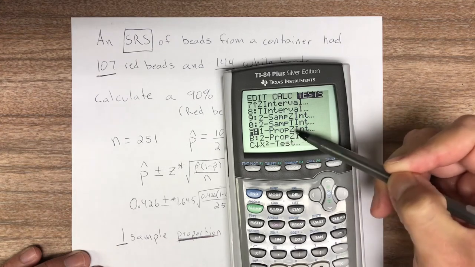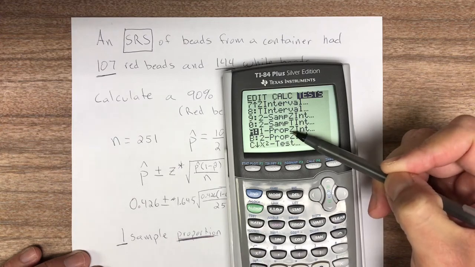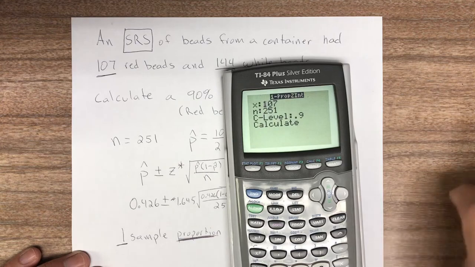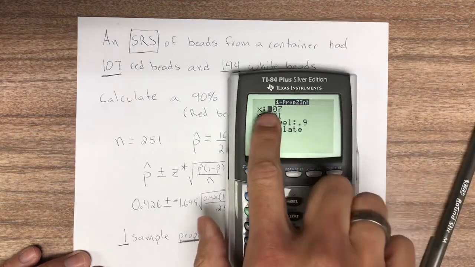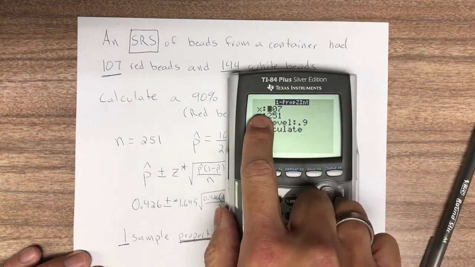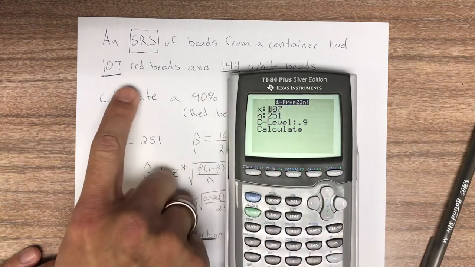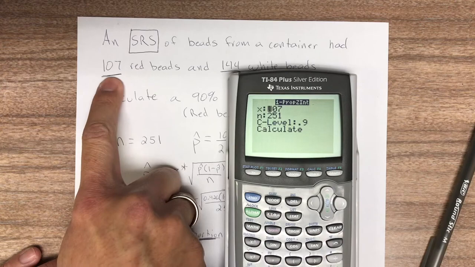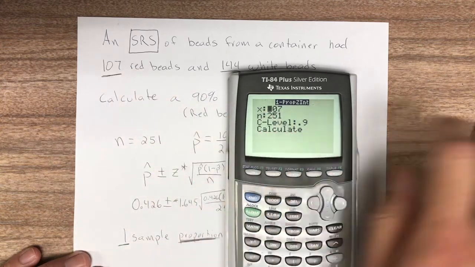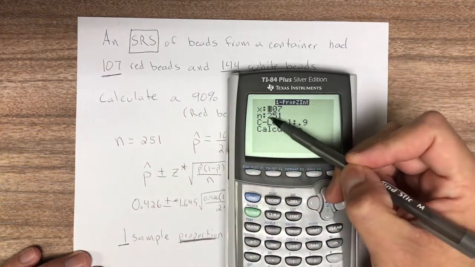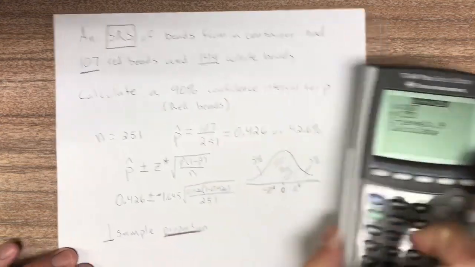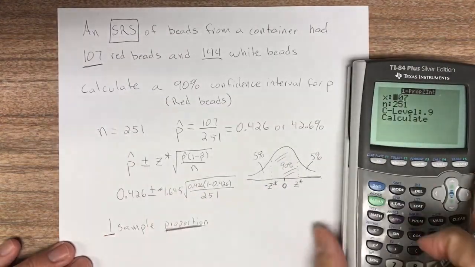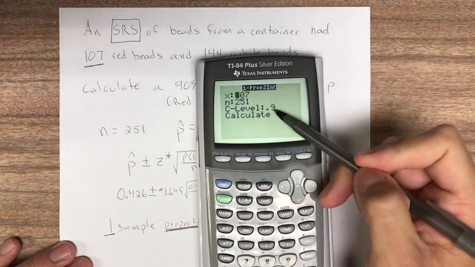I have a proportion, and I'm using a C star, that's my critical value, and INT stands for interval. So I'm going to go there. Now, my X value is going to be the number of successes that we got in our sample. So since we're looking for red beads, that's how many red beads we got in our sample. So we put 107 for X. My sample size is 251. That's how many beads we had in that sample, 251. And I want to use a confidence level of 90.